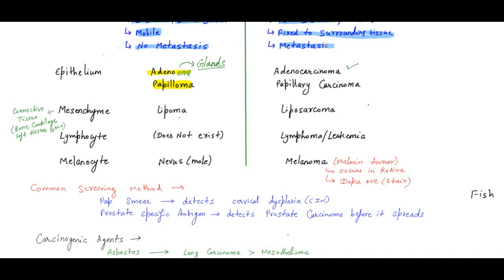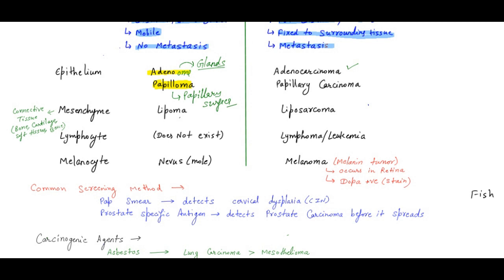Next is papilloma. Papilloma means there is a papillary surface. If this papillary surface has some progression and can show metastasis, then it will lead to papillary carcinoma. So remember, for the epithelium, carcinoma means a malignant tumor of epithelial tissue.